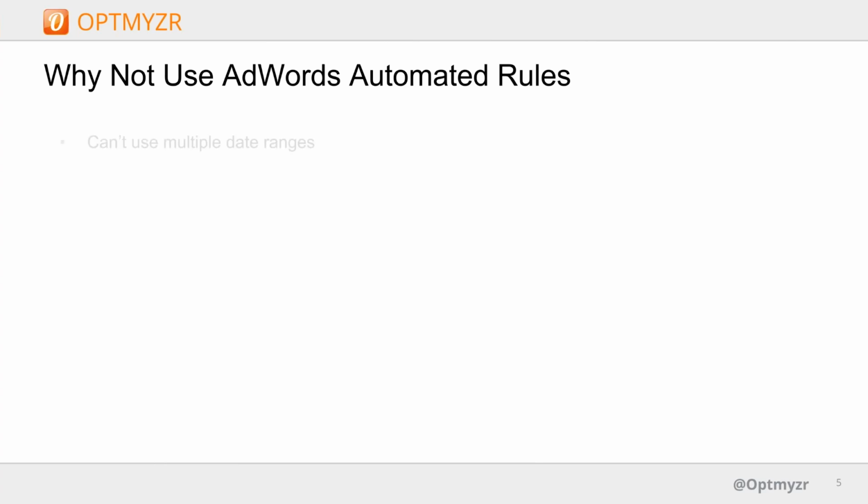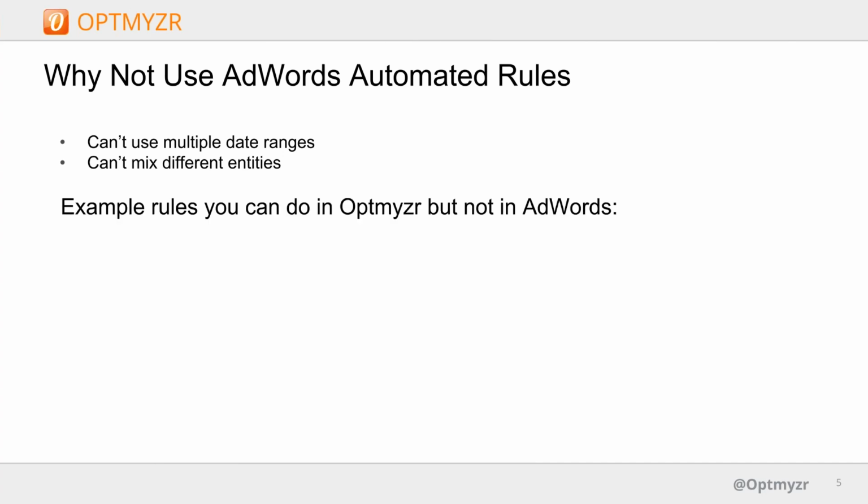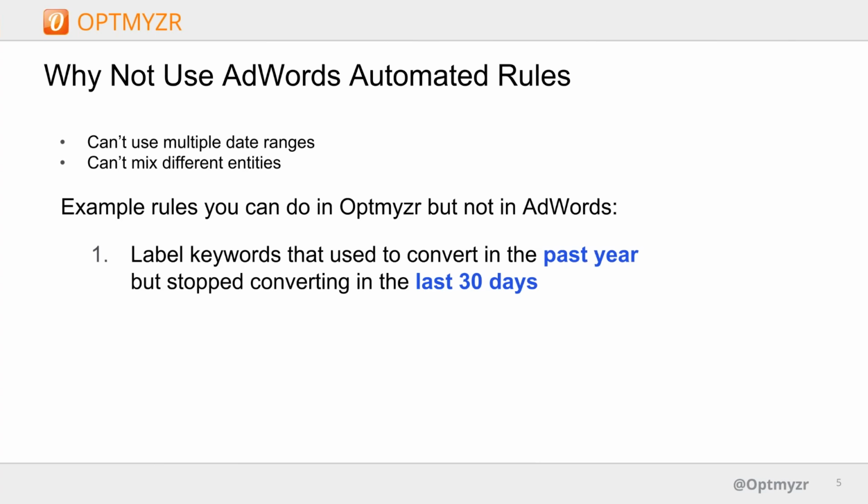Now, there are a couple of reasons why AdWords solution may not be good enough. So one frustration that I've had is they cannot use multiple date ranges. And you also cannot mix and match different entities. So let me give you a couple of examples of things that you could do through the Optmyzr Rule Engine that would be really difficult, if not impossible, to do in AdWords because of these two limitations.